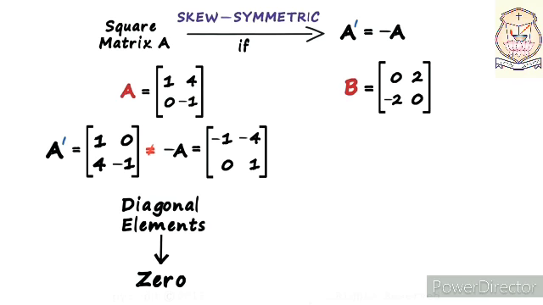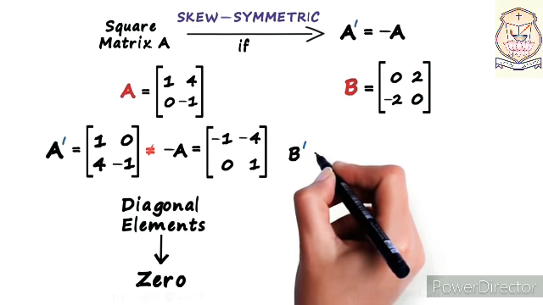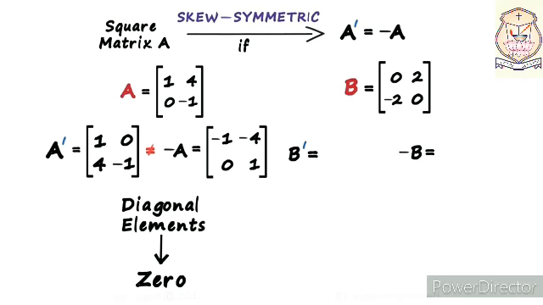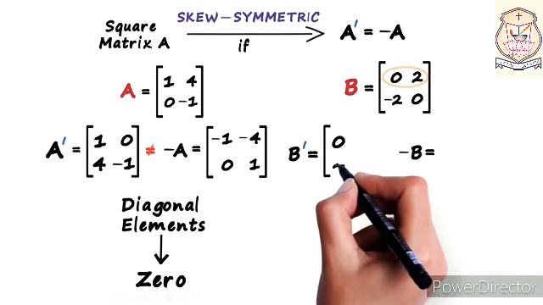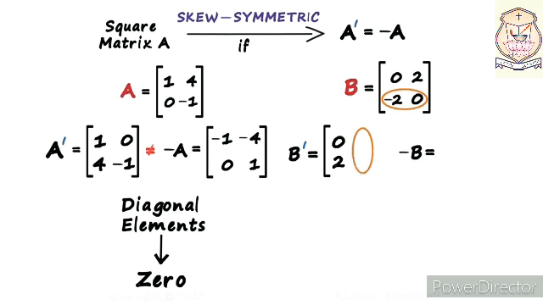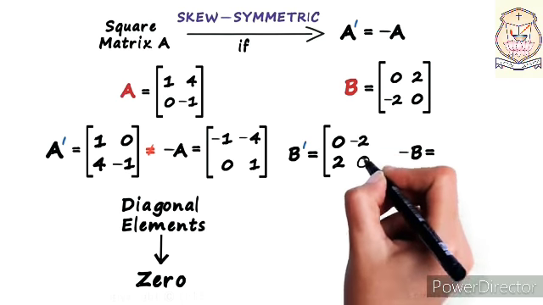Look at matrix B. Is it skew-symmetric? It is a square matrix and the leading diagonal elements are also 0. So it may be skew-symmetric. So let's find B transpose and negative B. Pause the video and try to find each. Okay, B transpose first. The first row will become the first column, 0, 2, and the second row will become the second column, minus 2, 0.